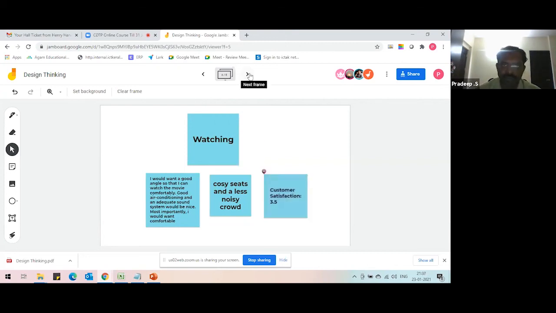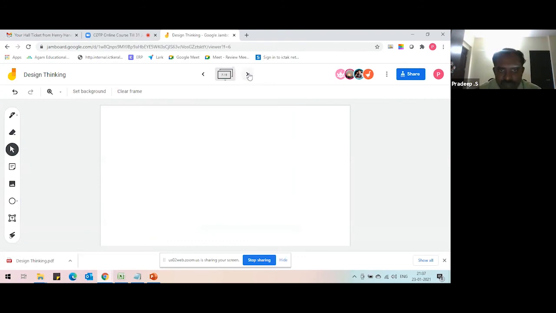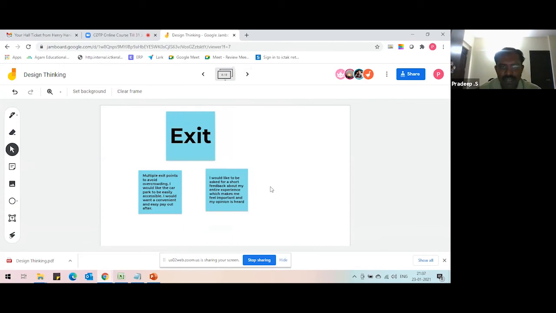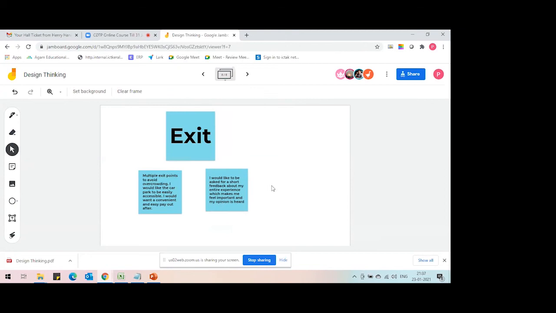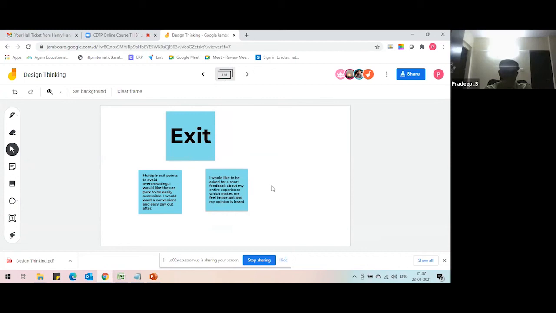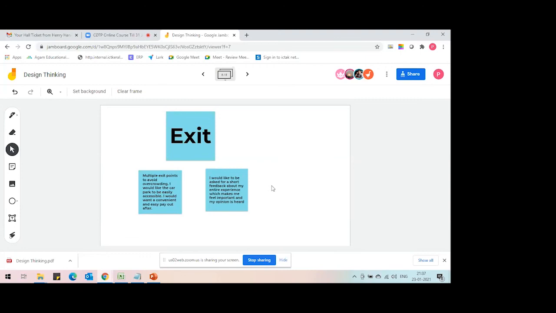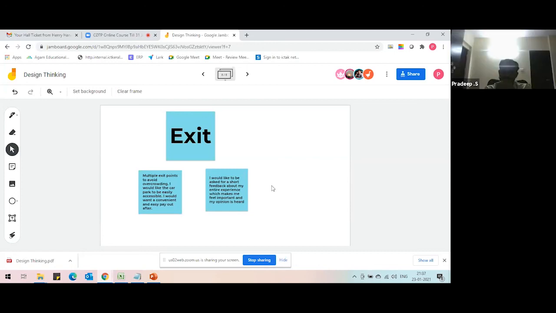Okay, good. There is exit touch points. Exit queue. Exit navigation. Parking.